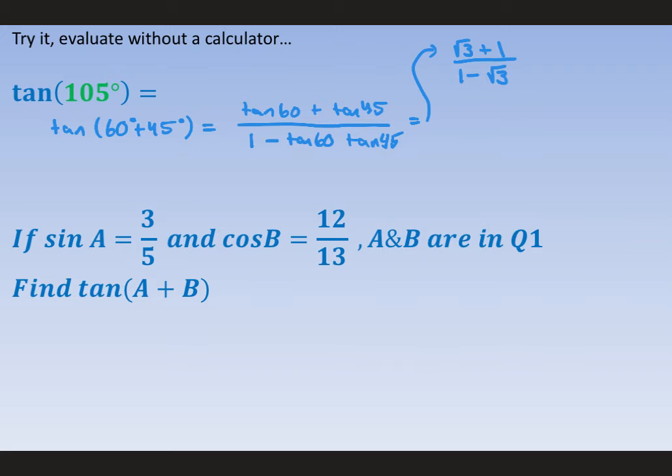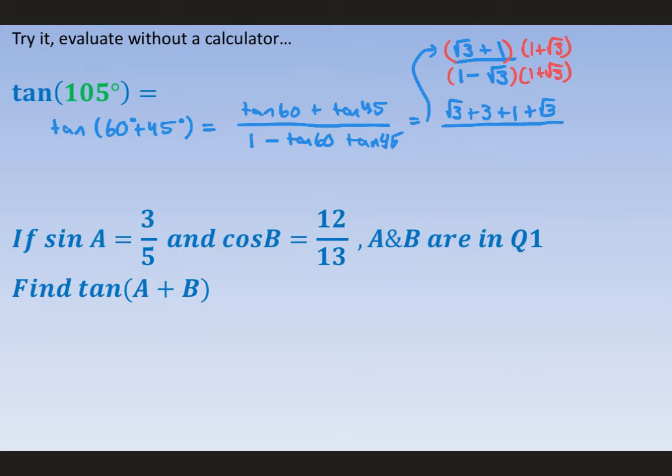So I'm going to multiply the top and bottom here by 1 plus root 3 to get rid of that radical. That's something we learned earlier on in our math careers. And I'm going to go ahead and FOIL these out. So on top, I have root 3 times 1 is root 3. Root 3 times root 3 is 3. 1 times 1 is 1. And 1 times root 3 is another root 3.